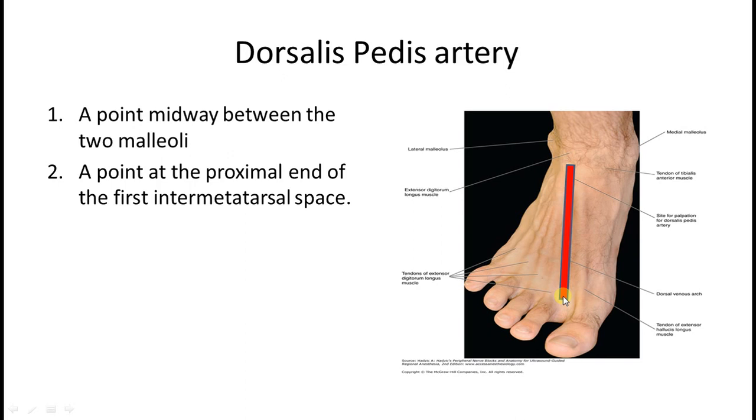So again, this is one of the important arteries where you can palpate for the peripheral arterial pulse. That is why you should know the surface marking of the dorsalis pedis artery. So join these two points for marking the dorsalis pedis artery.